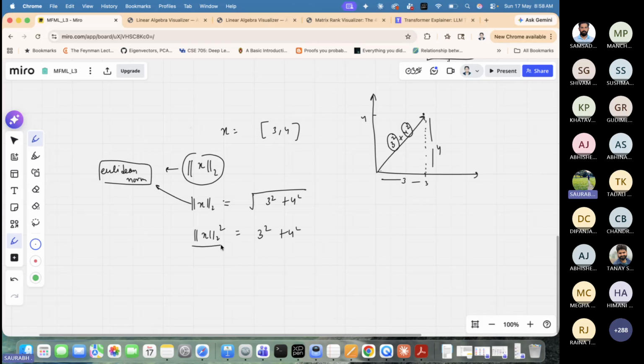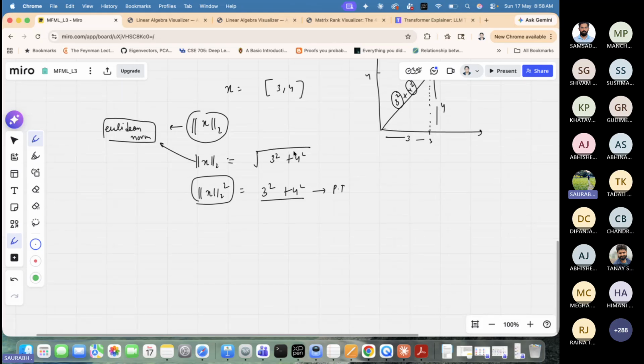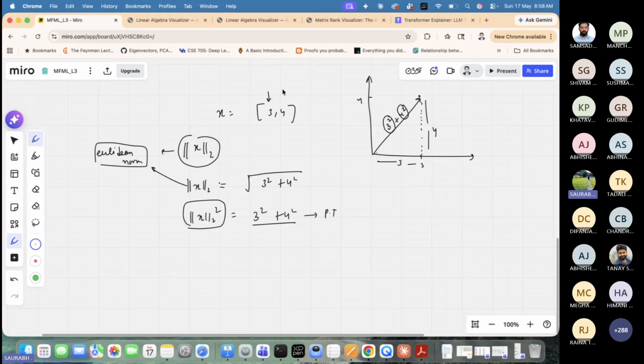This is the squared form of that. So the squared Euclidean distance is equal to 3 squared plus 4 squared, which is what your Pythagoras theorem is, right? Now you can generalize this concept. Right now you have two different dimensions only. You are measuring the vector with only two dimensions.